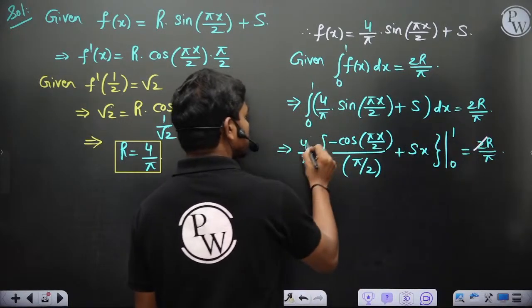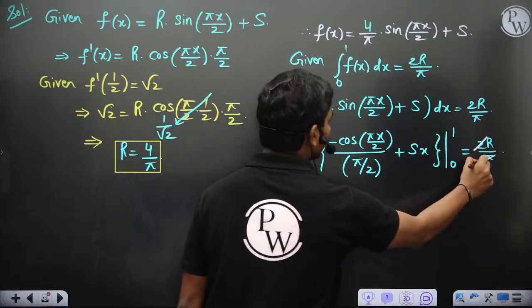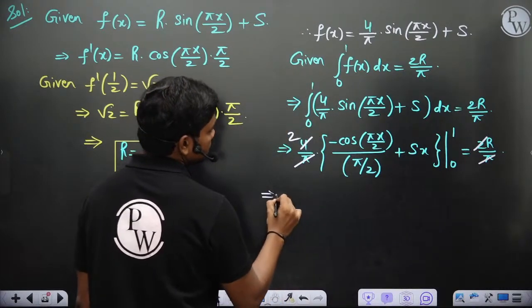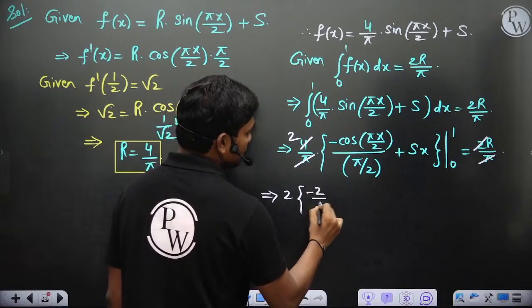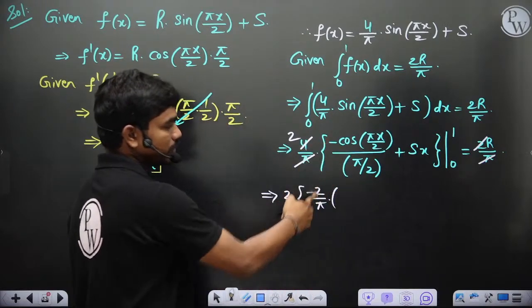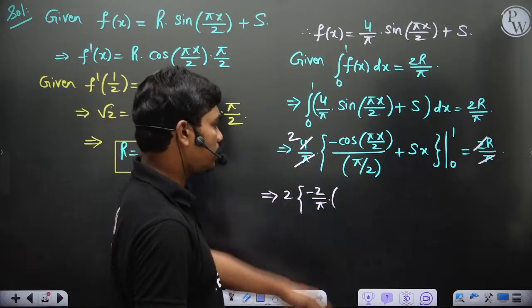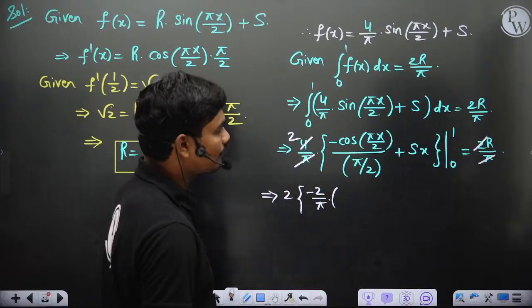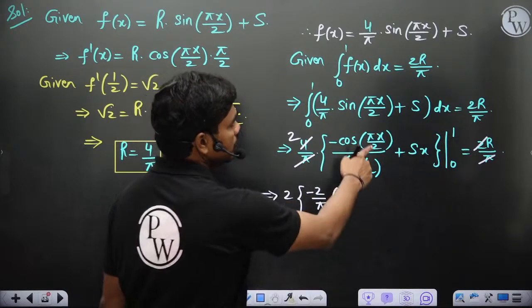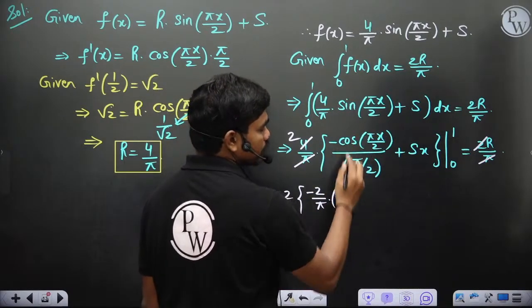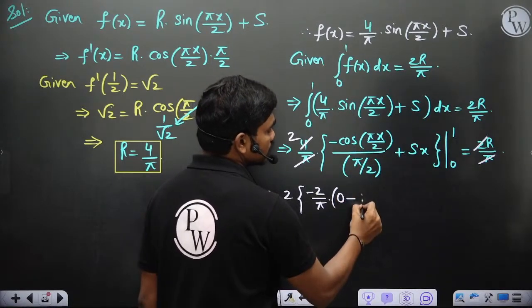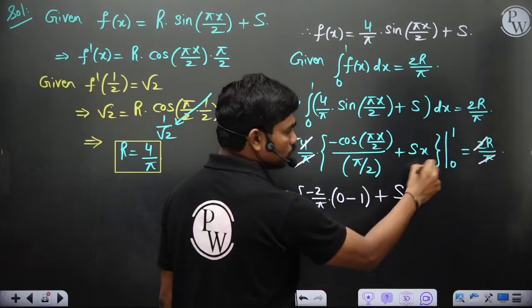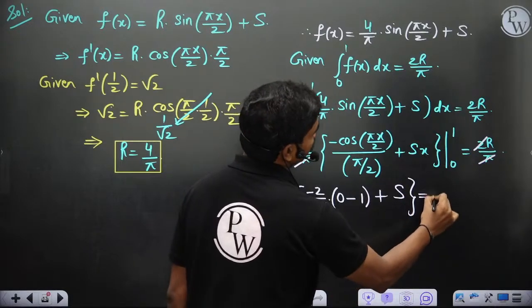2 can cancel this twice and this pi can be wiped off on both sides. Then this value is 2 into, so this is minus 2 by pi times minus, because this minus is as usual, and this pi by 2, if you write it in the proper form, it's like 2 by pi. Then when you put x equal to 1, it's cos pi by 2, which is 0, minus, when you put x equal to 0, it's cos 0, so this is 1, plus s into 1 minus 0 is 1, is equal to r, of course.